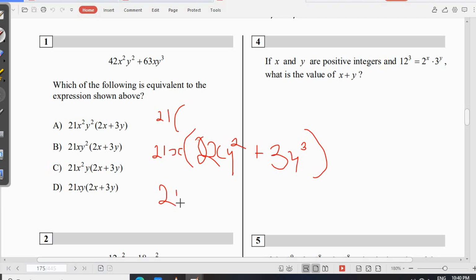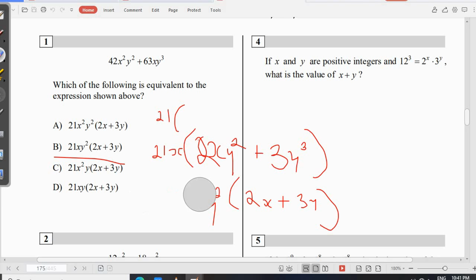It could also be 21xy into 2x plus 3y. This could also be squared. You can also square this, 2xy squared, 2x plus 3y. It's okay, and that's what this one is. So you have several ways of writing it.